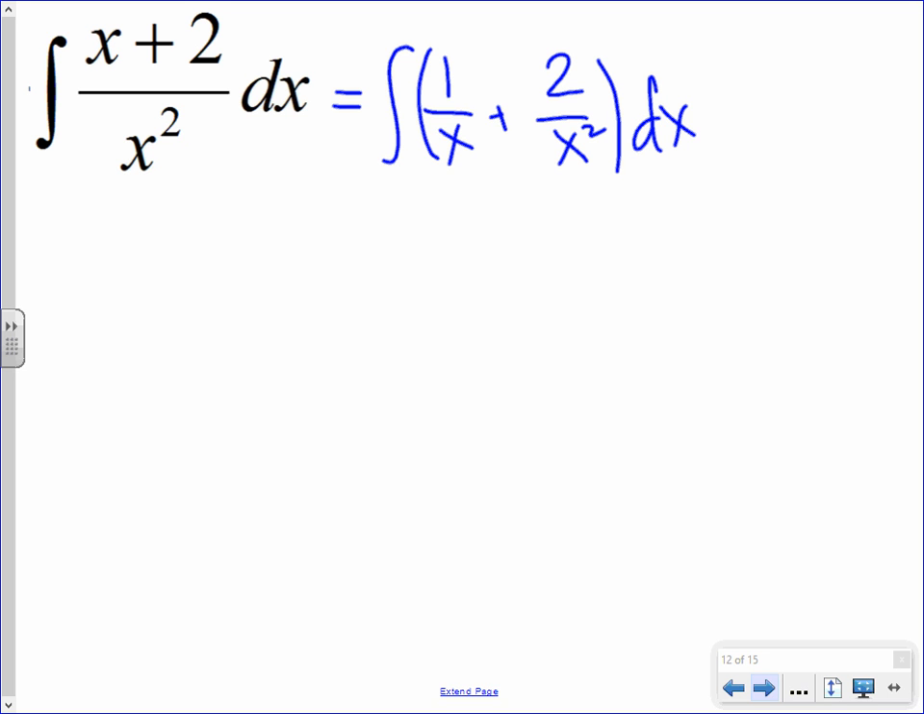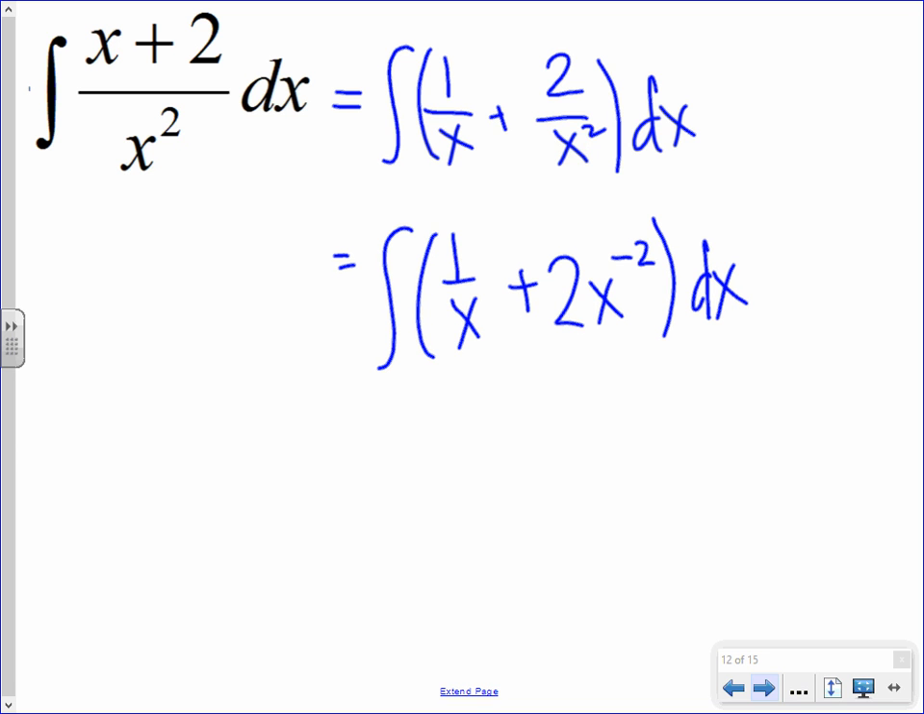Some of you are getting to the point where 2 over x squared you rewrite in your head and then take the derivative or antiderivative depending on what we're doing. There's nothing wrong with rewriting it one more time. I like seeing this as 2x to the negative second. Okay, so we can think about power rule. I didn't rewrite this one because what is its antiderivative? Natural log. We can't use the power rule on that one.